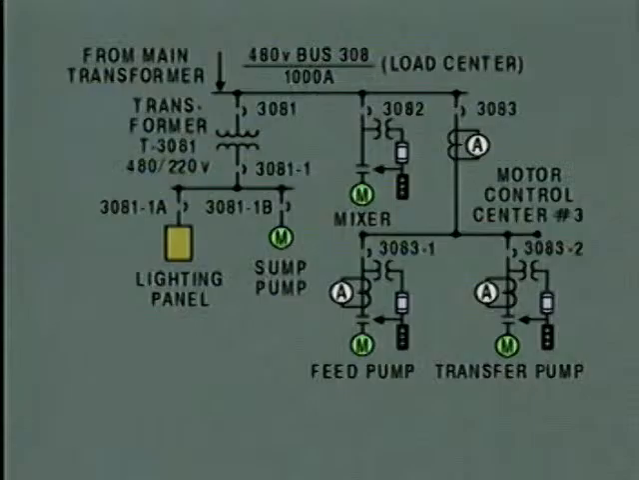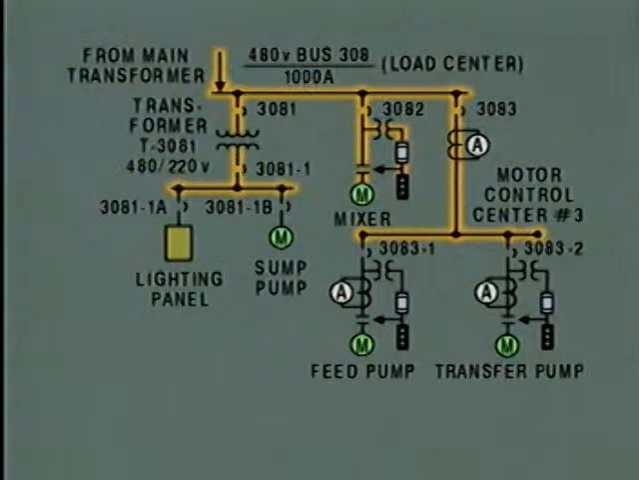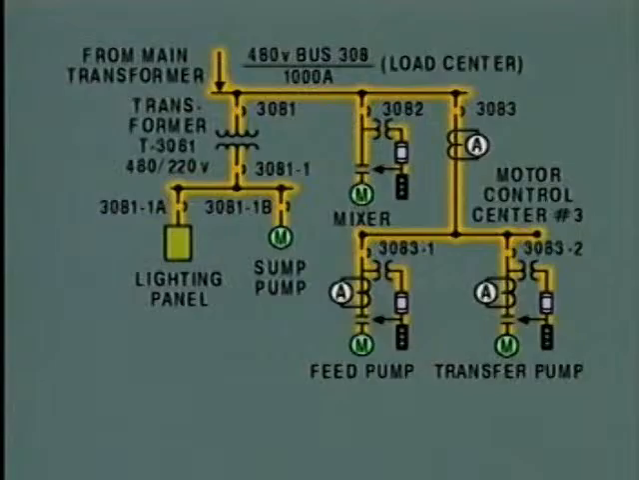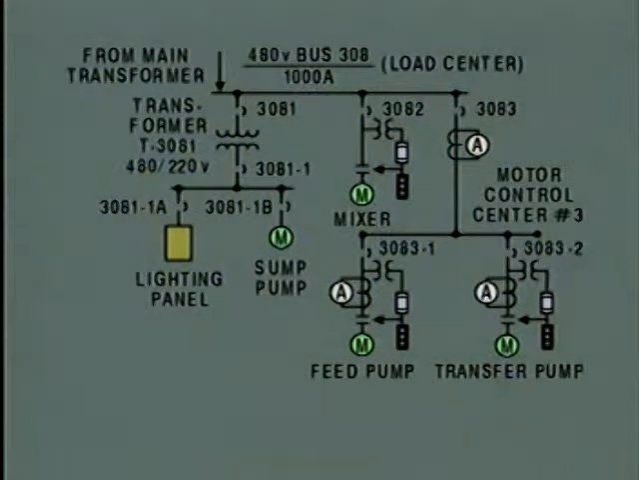Let's begin where power is supplied to the system. The main transformer reduces the voltage of the power supplied to the system. This power is then supplied to the load center. The load center supplies power to the 3 individual load circuits. These circuits in turn supply power to specific loads. Let's look at the circuits connected to the load center one at a time, starting with this one.